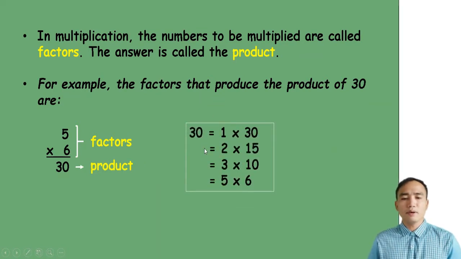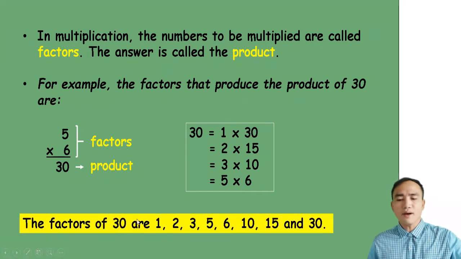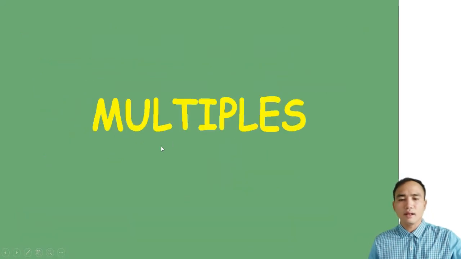30 could also be the product of 1 and 30, 2 and 15, 3 and 10. The factors of 30 are 1, 2, 3, 5, 6, 10, 15, and 30. Let us go to multiples.